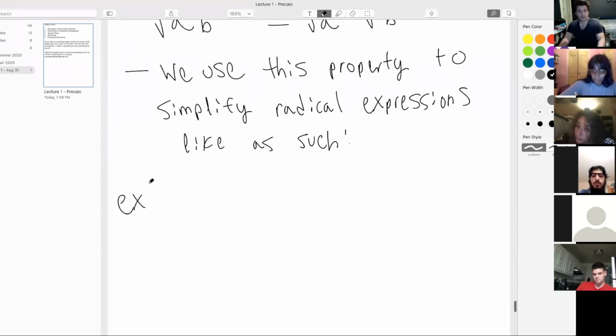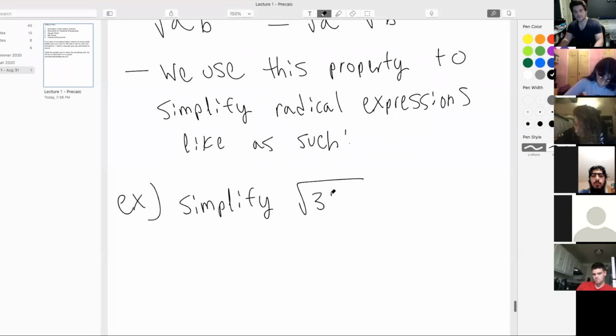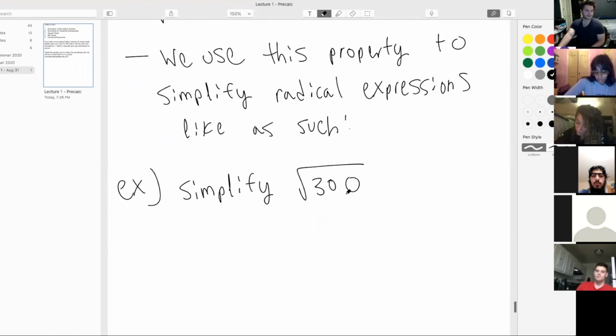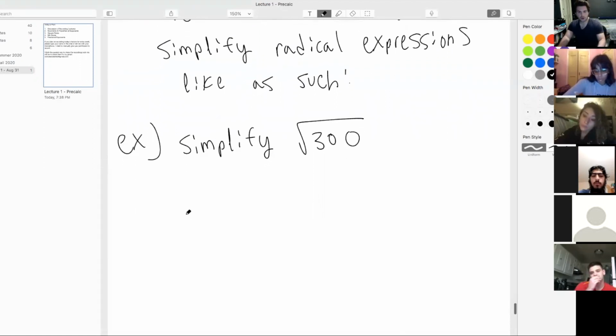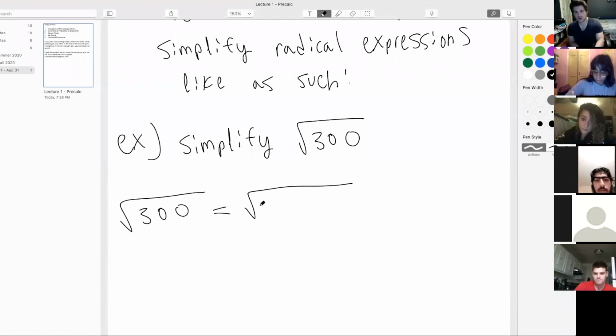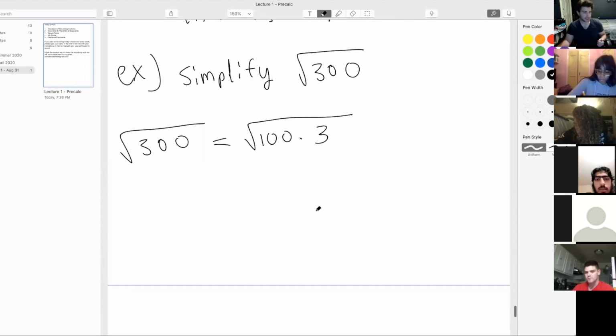Here is the example: simplify the square root of 300. I will tell you the set of steps, but hear me out for a second. I hope you agree that the square root of 300 is the same thing as the square root of 100 times 3. 100 times 3 is 300, so I didn't do much.